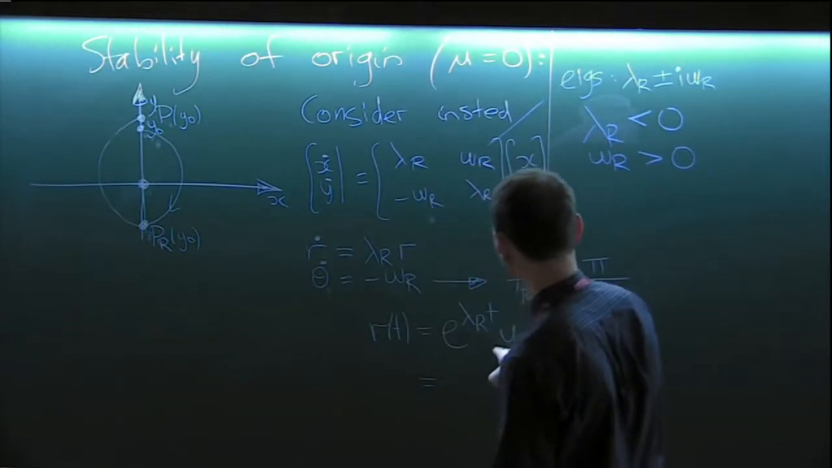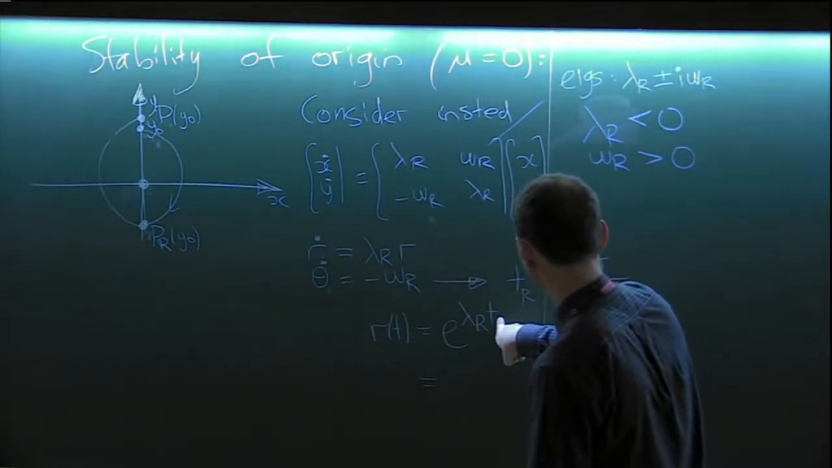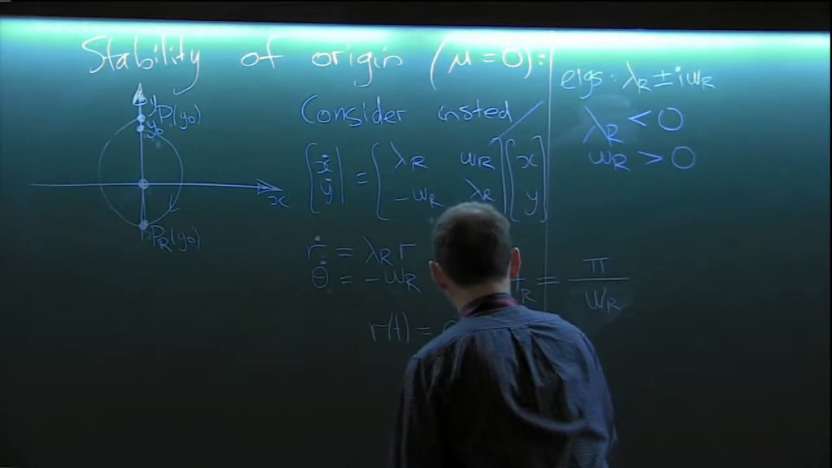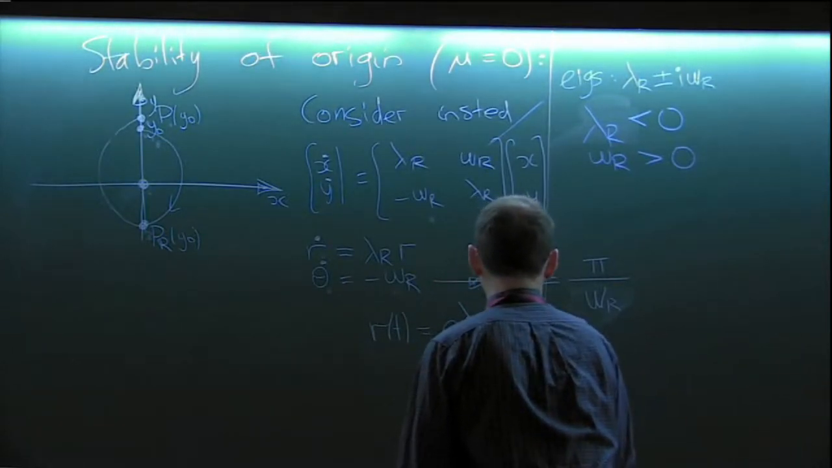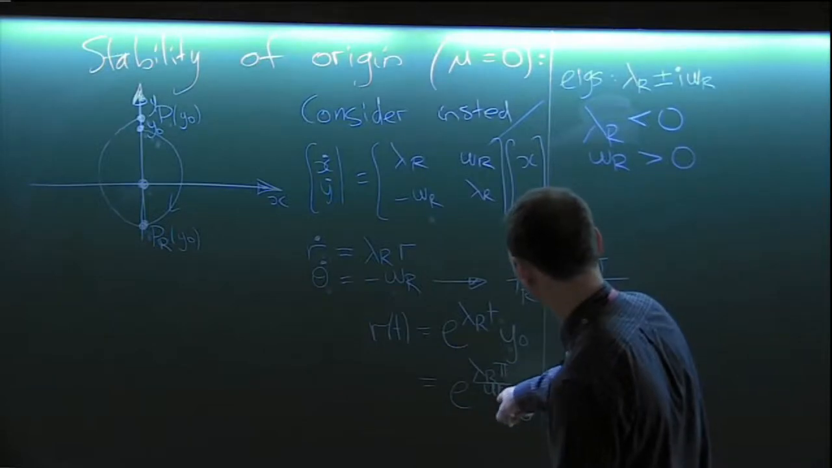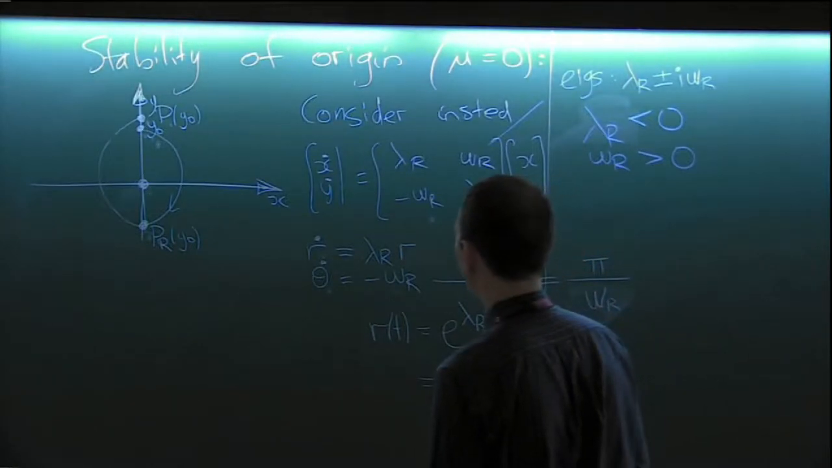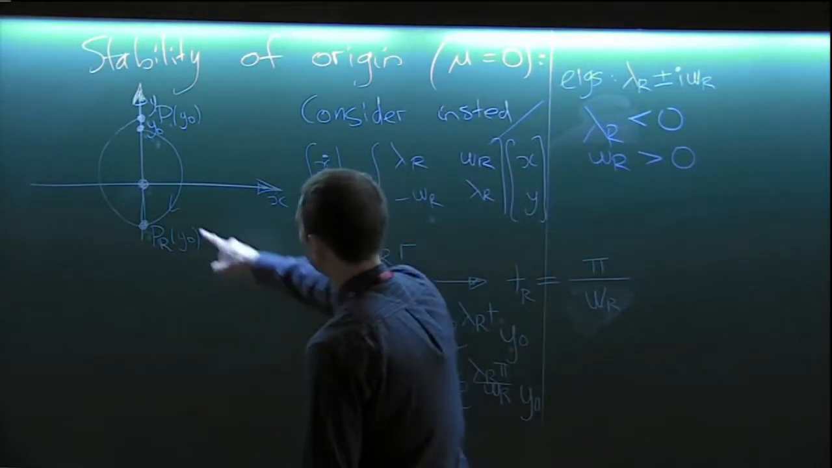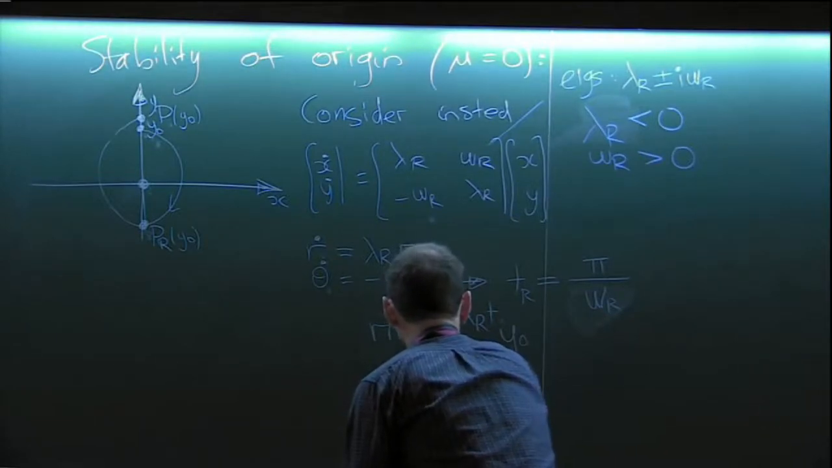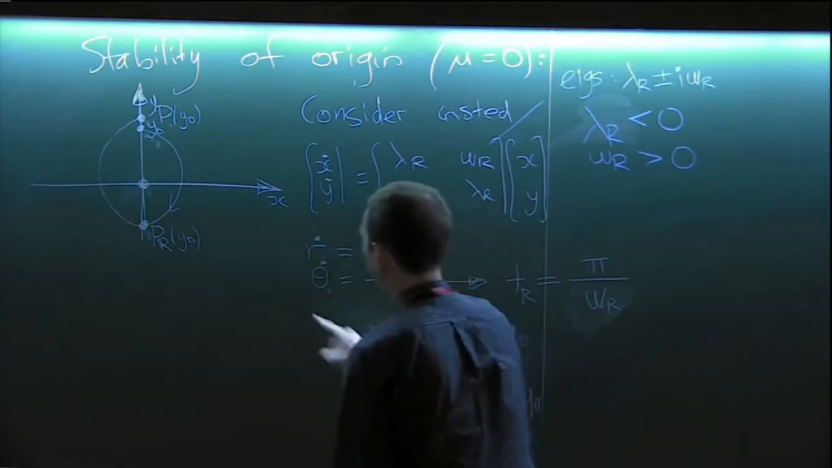It's a one-dimensional linear system. Here's the solution. My initial value of r is y naught. So I've determined that the time is pi over omega_R. So I get e to the lambda_R pi divided by omega_R times y naught. Okay. So then the y value is the negative of this. So negative e to the lambda_R pi over omega_R times y naught. So that's the y value.